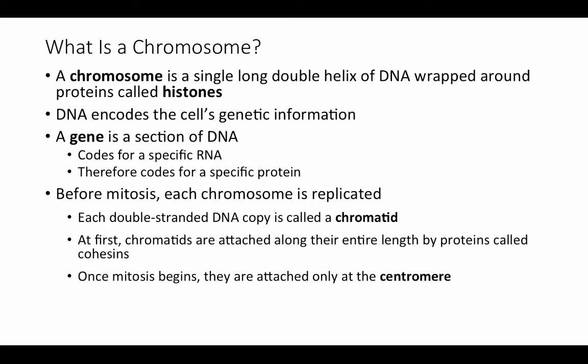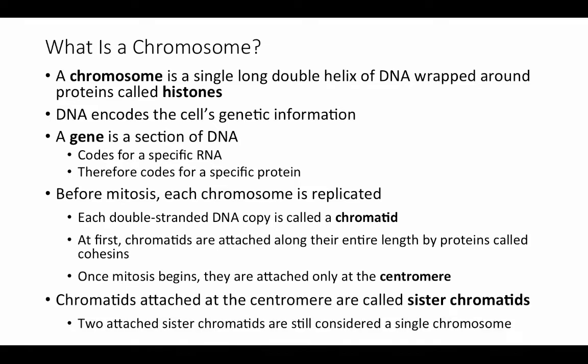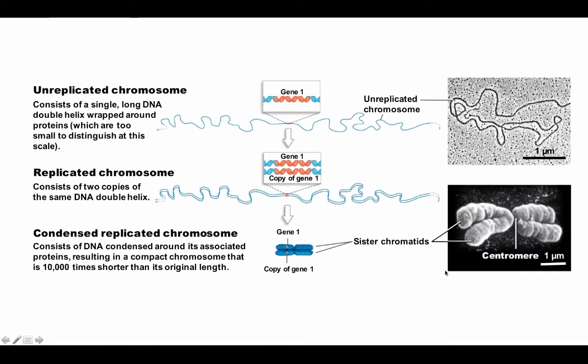just at this one spot, and that creates that sort of X-like shape that we are used to seeing. Chromatids attached at the centromere are called sister chromatids. So the two attached sister chromatids are still considered a single chromosome until the point at which they separate into their two separate cells. So let's look at a figure illustrating all of this. So here we have an unreplicated chromosome. This one strand is representing a double helix.